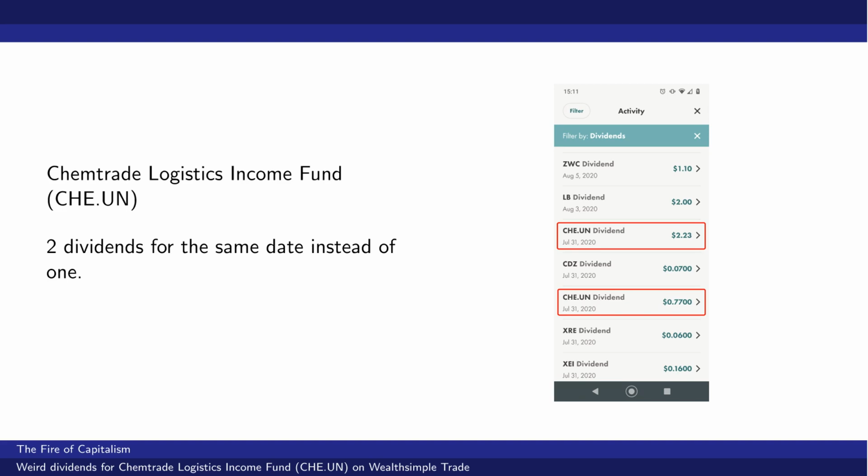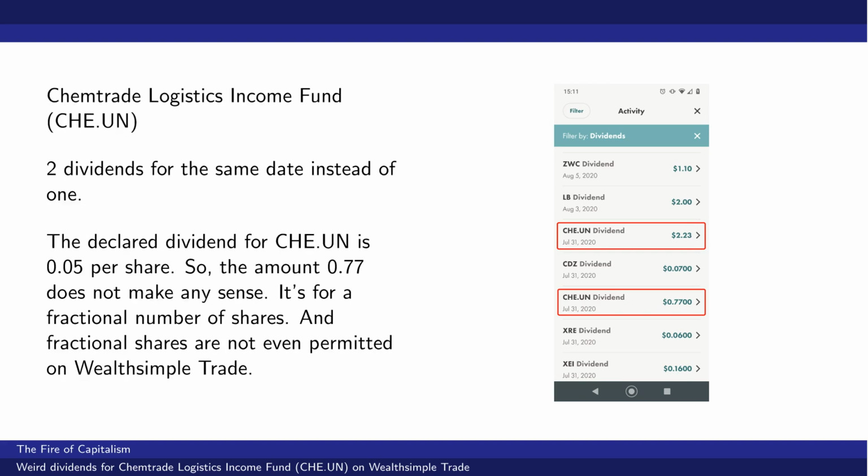So the first dividend is $0.77, so it's like 77 cents. And the second one is $2.23. And what we see actually is that the declared dividend for this stock is 0.05 per share, so it's like 5 cents per share. So the amount 0.77 does not make any sense because it corresponds to a fractional number of shares. But fractional shares are not even permitted on Wealthsimple Trade, so it looks very weird.